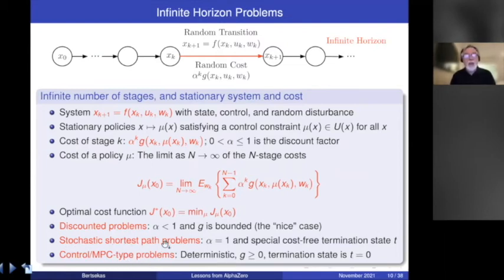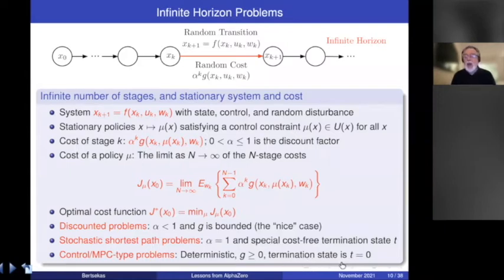The second class of problems is stochastic shortest path problems, where there's a special cost-free termination state. Think of the origin as being a termination state, and alpha is equal to 1. And then the MPC type of problems, where the system is deterministic, the cost per stage is positive, the origin is the termination state, and this is a regulation problem.